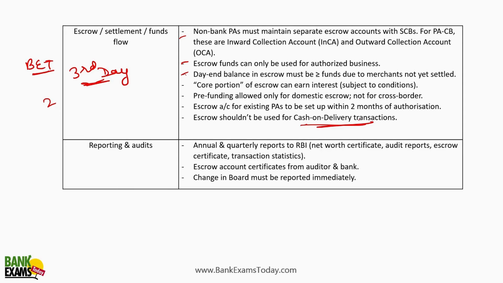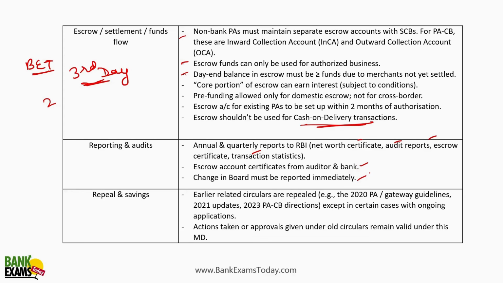That's it. So annual and quarterly reports to the RBI, like net worth certificate, audit reports, escrow certificate, and transaction statistics, should be sent to the RBI. Escrow account certificates from auditors and banks should also be submitted to the RBI. A change in board must be reported immediately. So on repeal and savings, earlier related circulars are repealed. Actions taken or approvals given under the older circular remain valid under this master guideline.